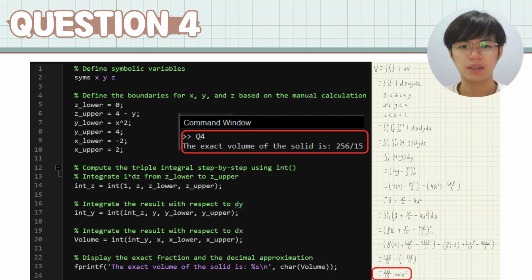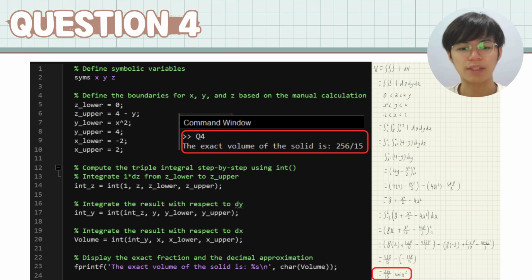Hello, Professor. My name is Chiu Shishun from Section 2, Group 2. Today, I'm going to present my MATLAB solution for question 4 of the group project. Firstly, in the first line, we initialize our x, y, z variables using the syms command. This is a very crucial step because it tells MATLAB to treat these as algebraic symbols, allowing us to get an exact fraction at the end rather than a rounded decimal.